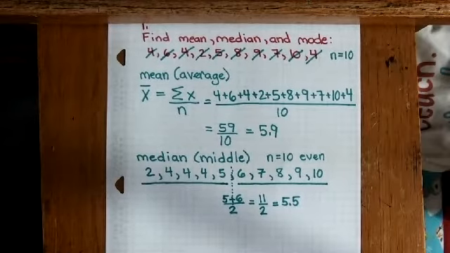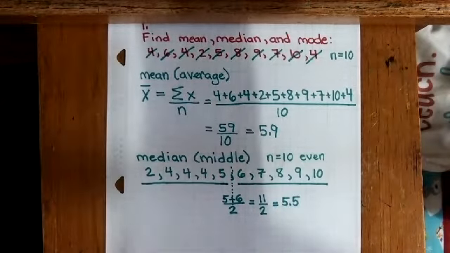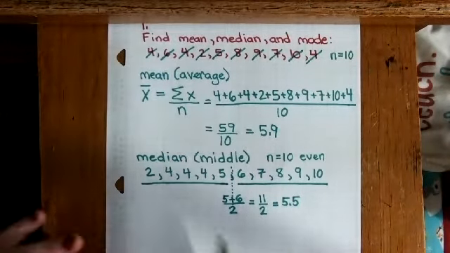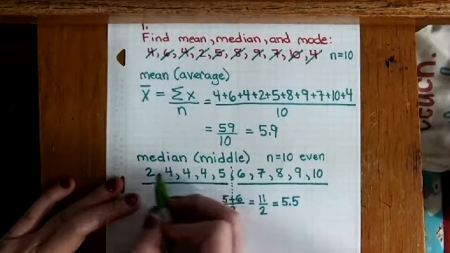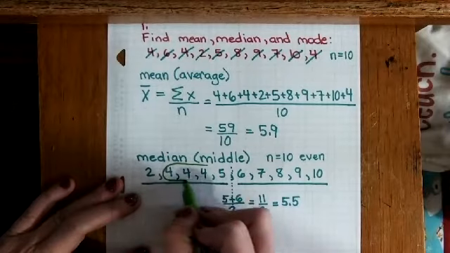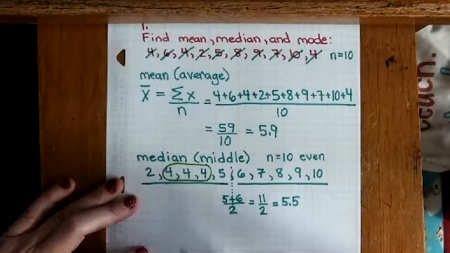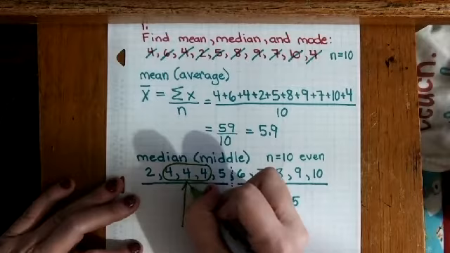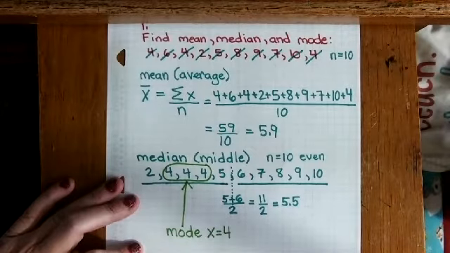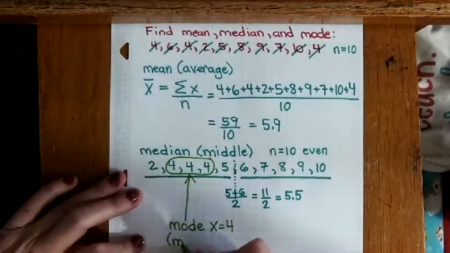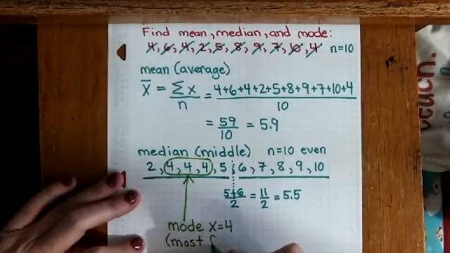And the mode is often easy to spot in this form because having put our items in order, we can see we have no doubles, but we do have this set of triples. That is our mode. The mode is x equals 4. Mode is the most frequent data entry.